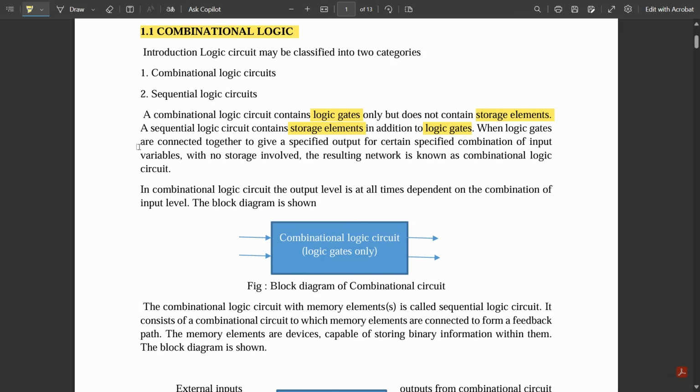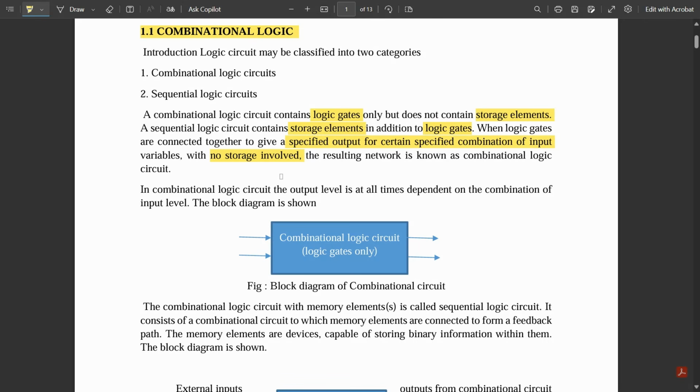Okay, when logic gates are connected together to give a specified output for certain combinations of input variables with no storage involved, the resulting network is known as a combinational circuit. So this is the simple definition of a combinational circuit. In this example, they have given two inputs and two outputs are provided. So for a certain set of inputs, we get a certain set of outputs. So that is a simple combinational logic circuit.